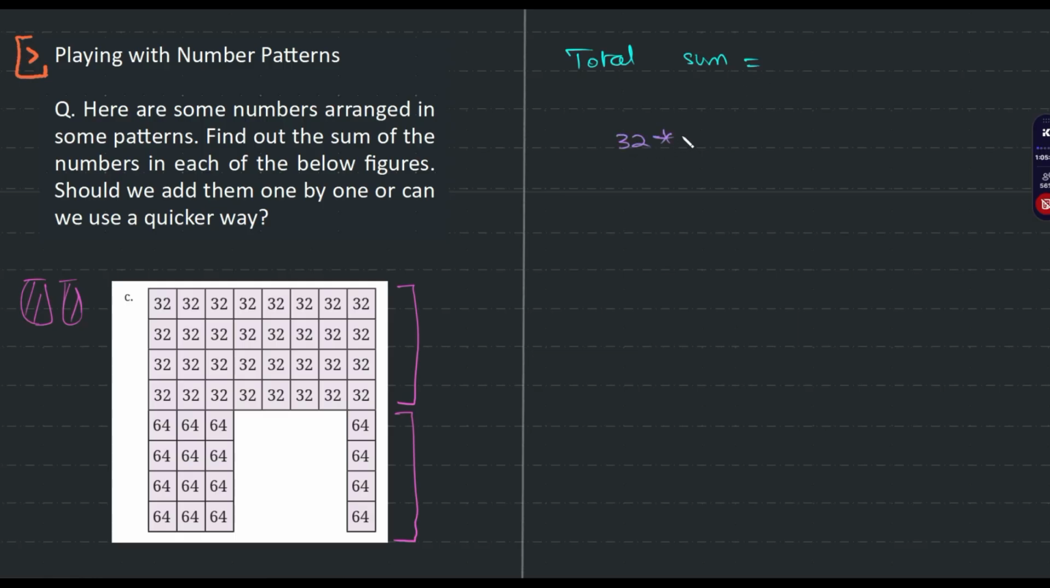there are 32s and we have 4 rows and 8 columns. So these are the number of 32s. So this has to be added to 64s, which are 4 rows and 4 columns. So 4 into 4. Again, these are your number of cells.